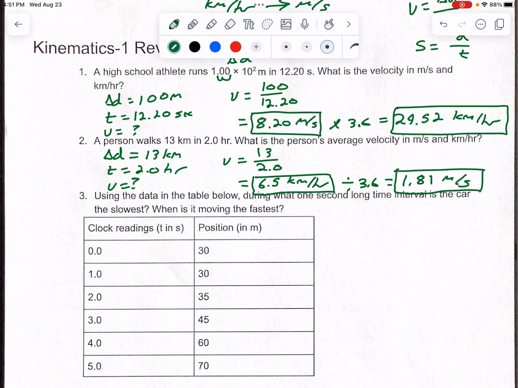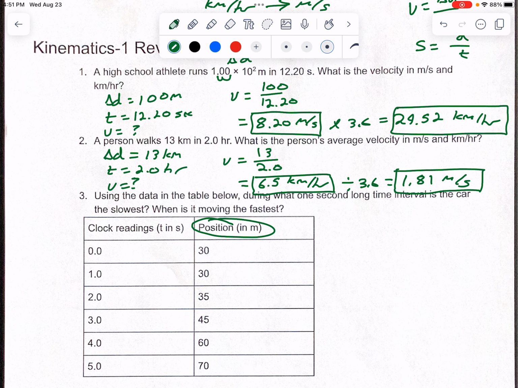Now, number 3, using the data table below, during what 1 second long time interval is the car the slowest? I want to know during what 1 second period is it the slowest and is it the fastest? Now, one thing I am seeing is you have to be careful. This is position. This is not displacement. That does not mean in 0 seconds I covered 30 meters and then in 1 second I covered 30 meters. That's just showing you where you are.